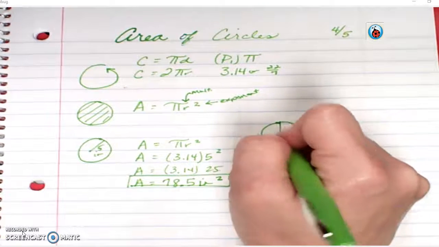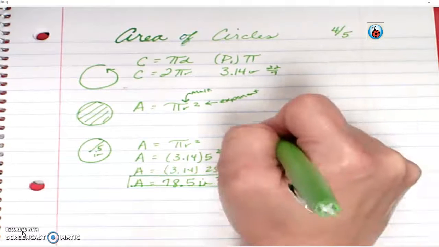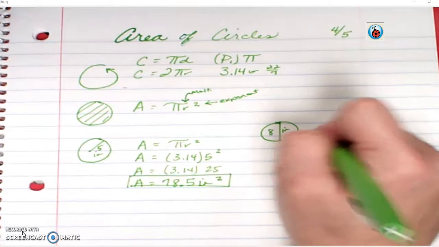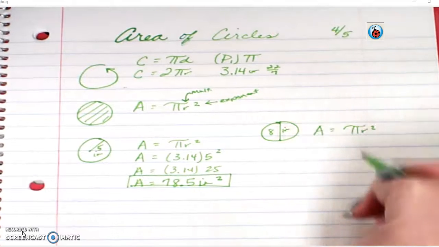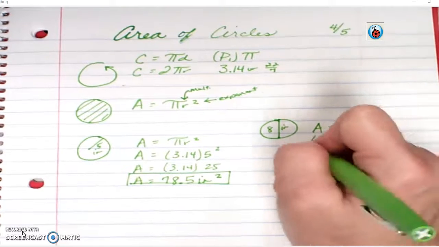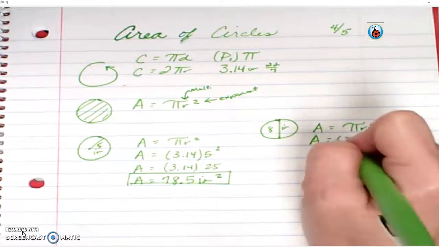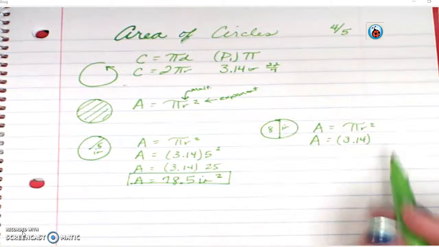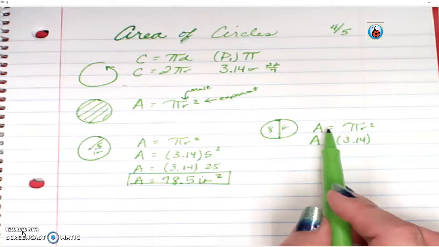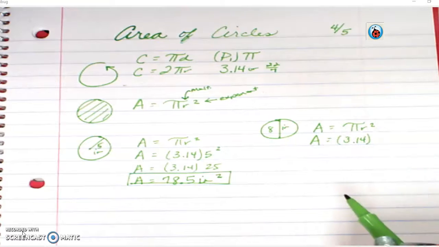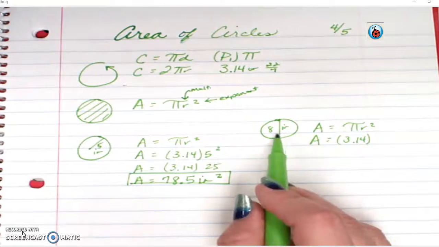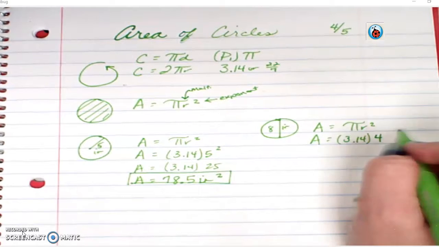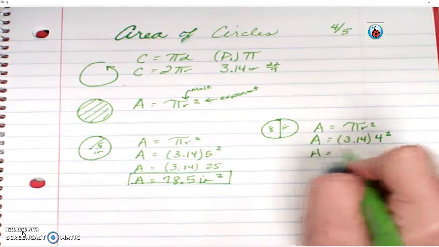This time we have a diameter that's going to be 8 inches. Write my formula. A equals pi r squared. Again, I'm looking for area, so I'm going to keep the A. Pi is 3.14. My radius is not 8, and this is the most common mistake in solving for area. When given the diameter, you have to take half of that. So the radius is going to be 4, which gets squared.